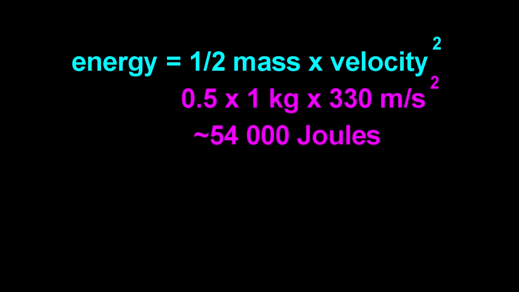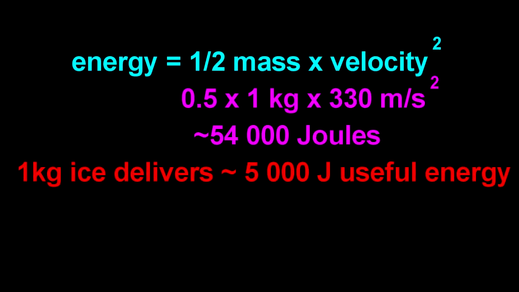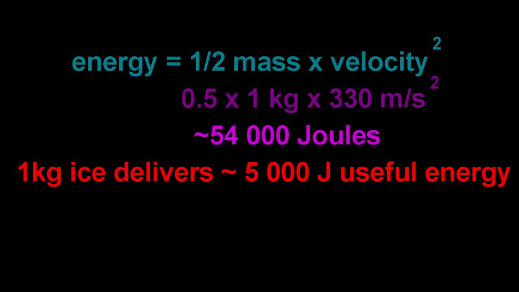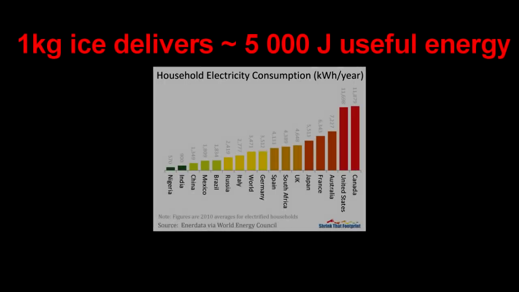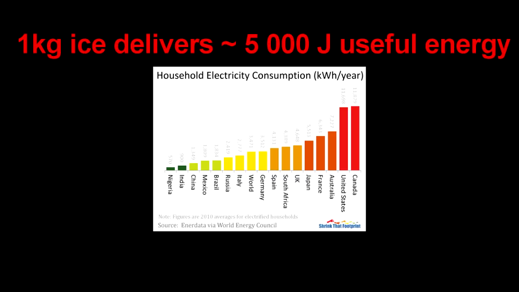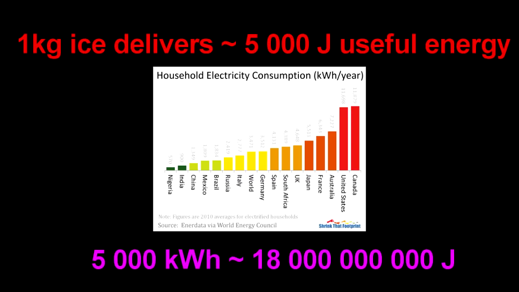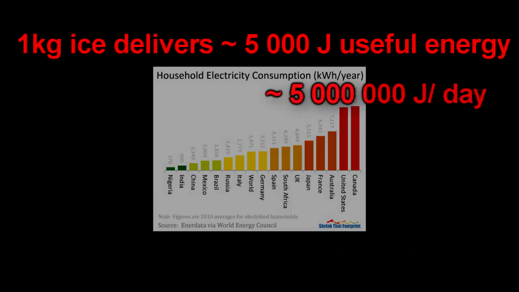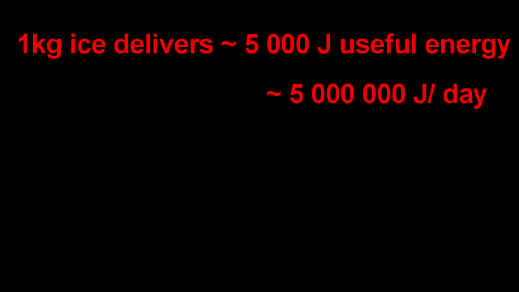So that means that we're going to get about 5,000 joules out of 1 kilo of water. Well, your average American gets through about 10,000 kilowatt hours per year, some 45 billion joules. But we're going to go for one of the other first worldy type nations because it's going to make the maths simpler. So the typical first world country uses about 5,000 kilowatt hours per year, which is about 18 billion joules, or about 5 million joules per day. Yep, I told you it'd simplify the maths.